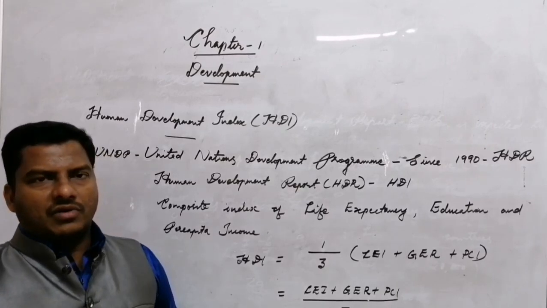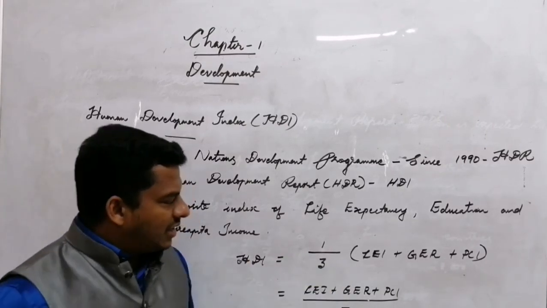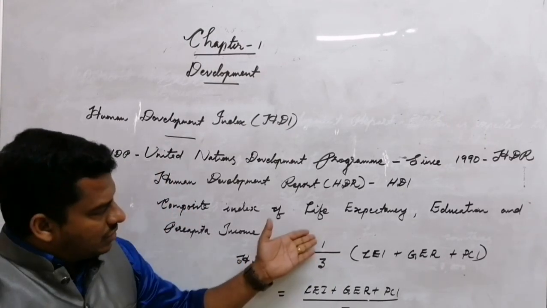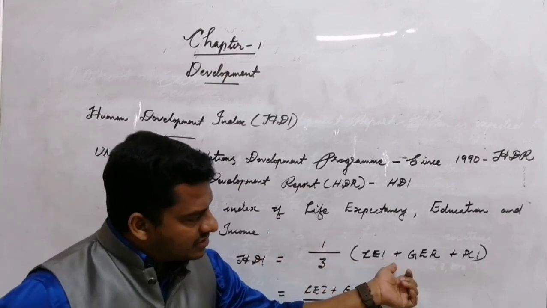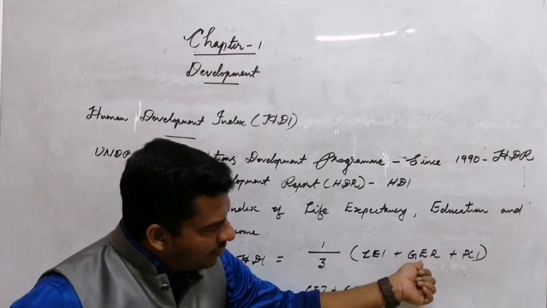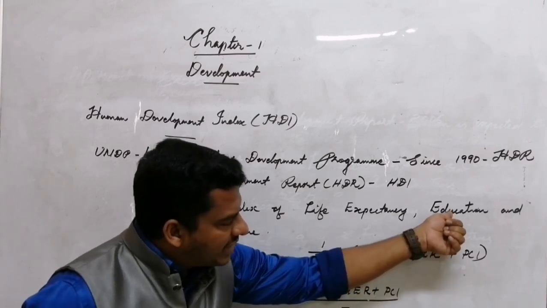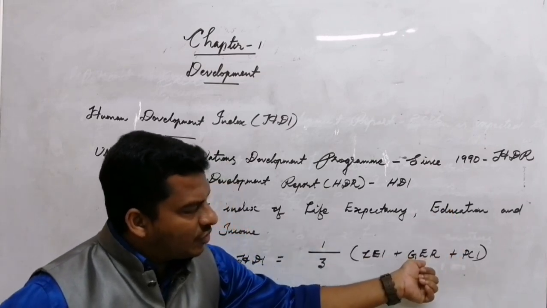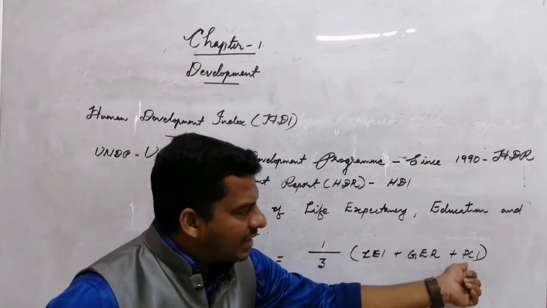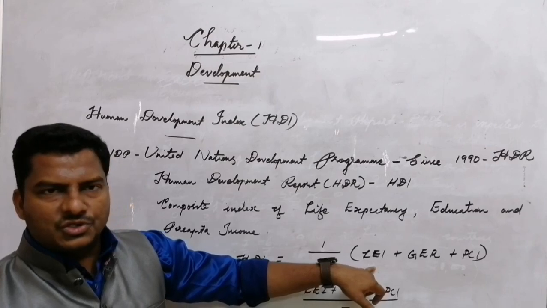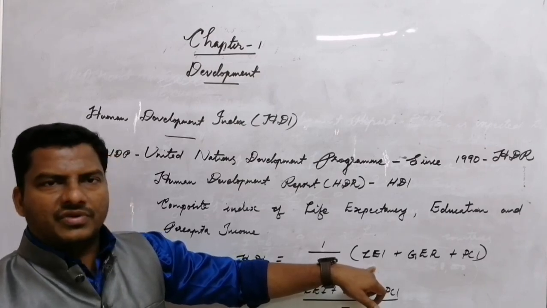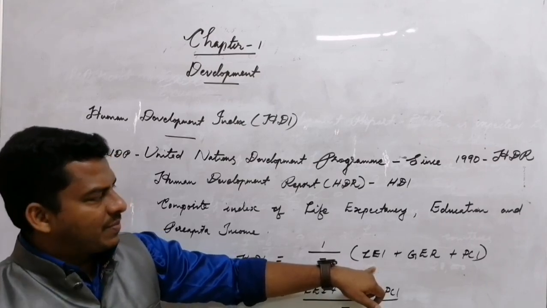HDI can be calculated by using this formula. HDI is equal to 1 by 3 into life expectancy indicator plus gross enrollment ratio. From education, we are taking the gross enrollment ratio, plus per capita income indicator. So life expectancy indicator, we know, is the average number of years a person is expected to live.